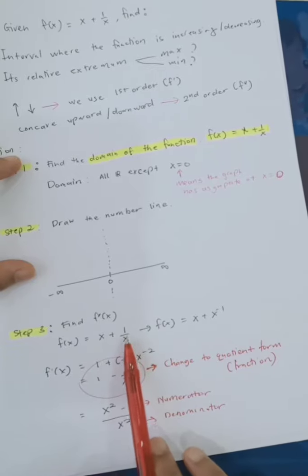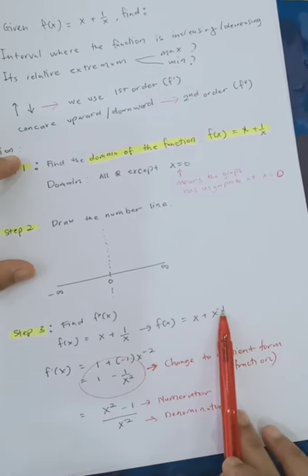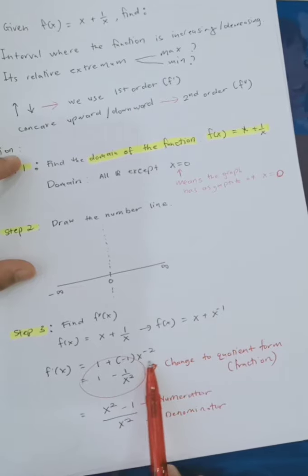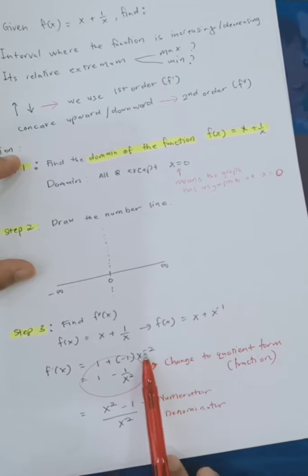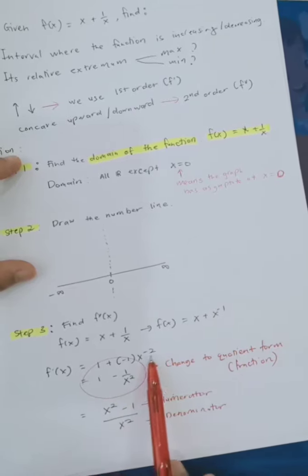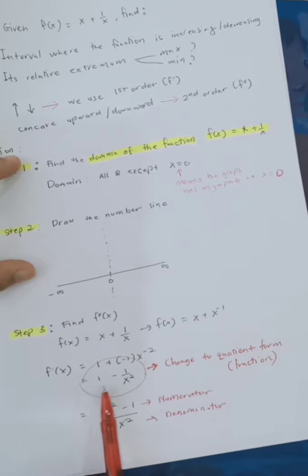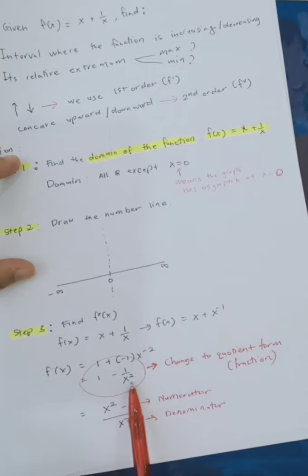And then differentiate 1 over x. Remember we have negative 1, we bring it in front, and then for the x power, we minus 1, so we have negative 2. So we change the pattern again. For the original pattern, we have 1 minus 1 over x square.